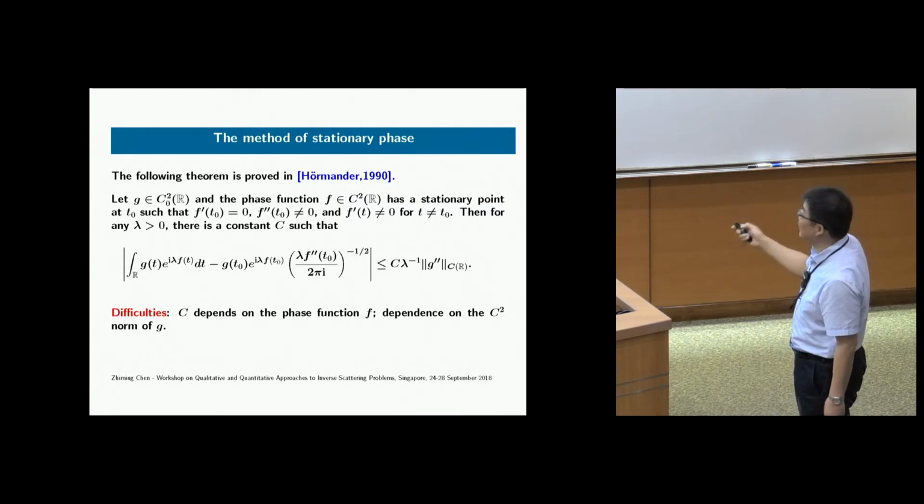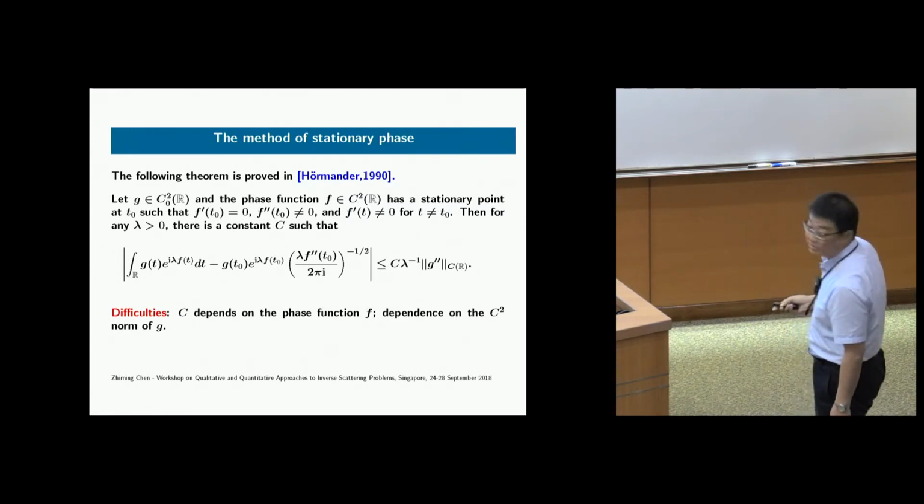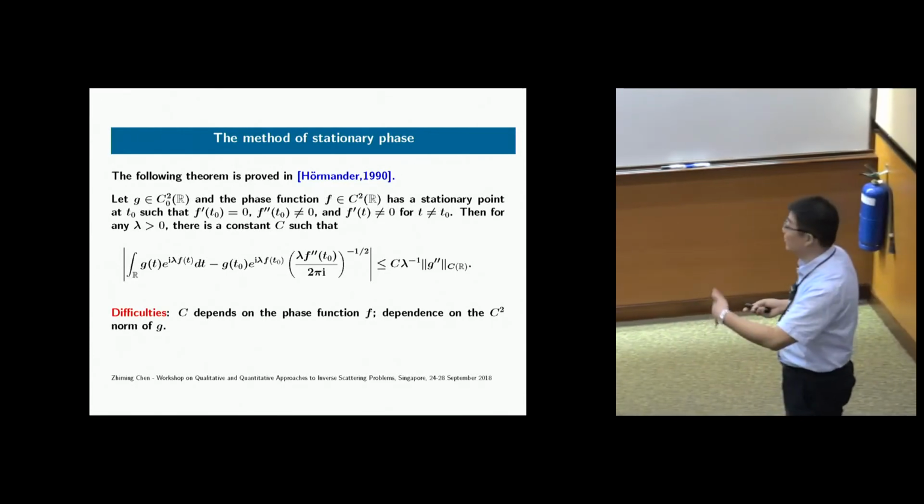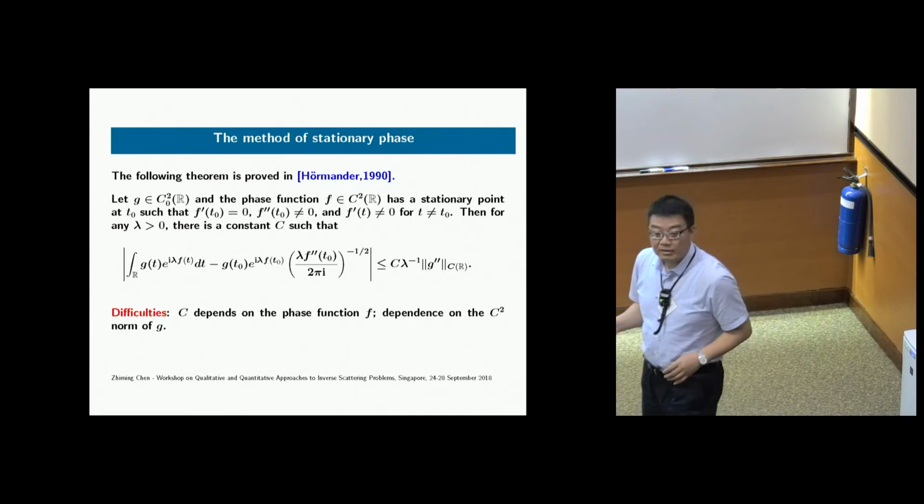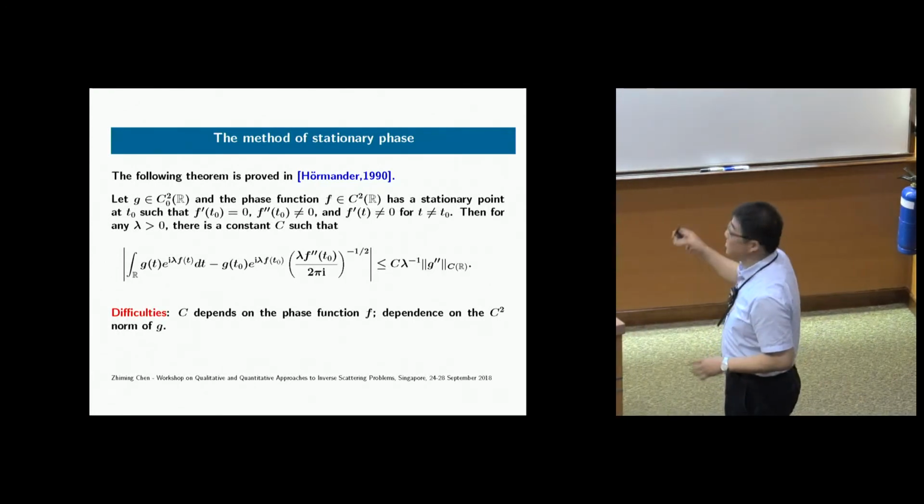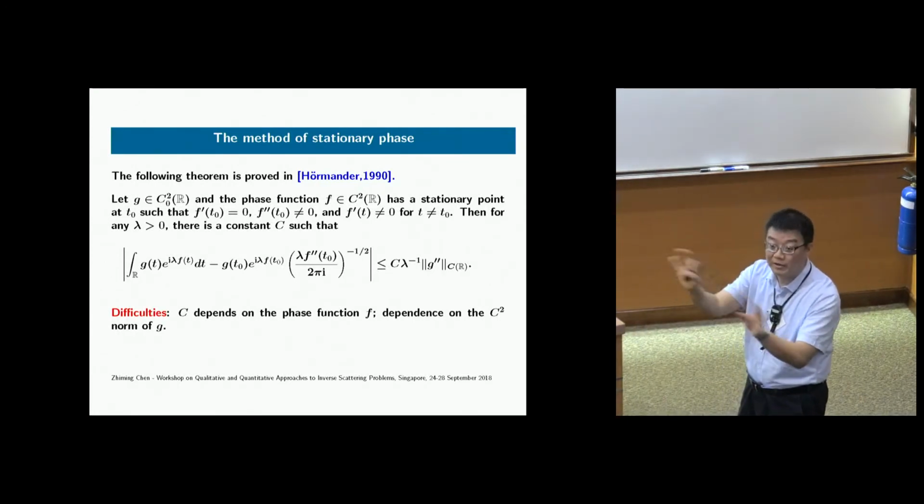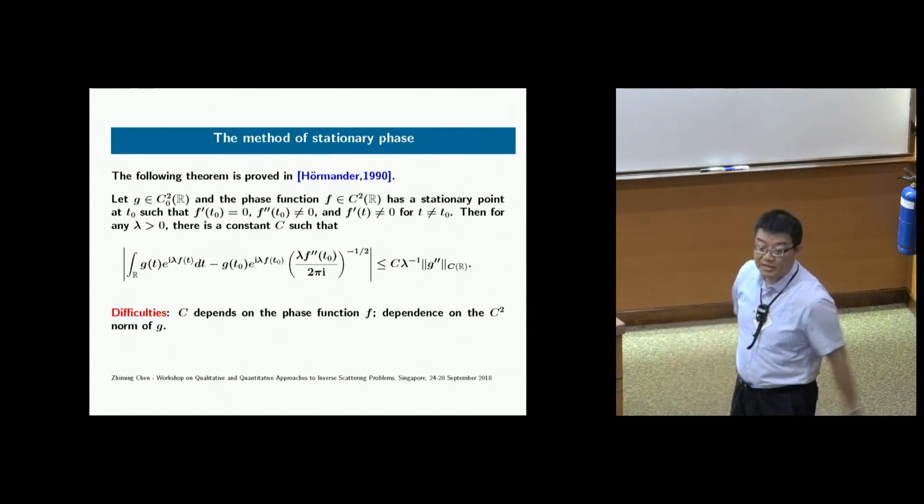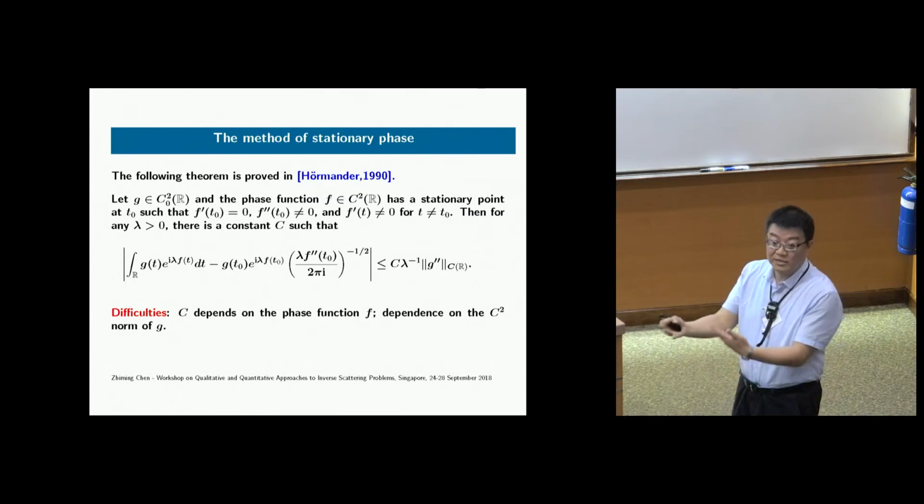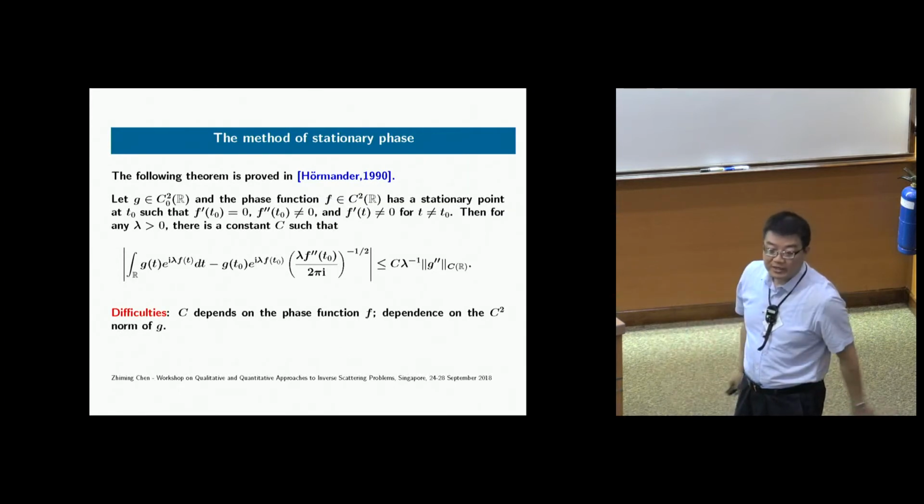So this is the method of stationary phase. What is the difficulty if you apply this? The constant only depends on the size in a complicated way. You don't know how it depends, because you use the Taylor expansion around this stationary point, so you don't know the remainder.